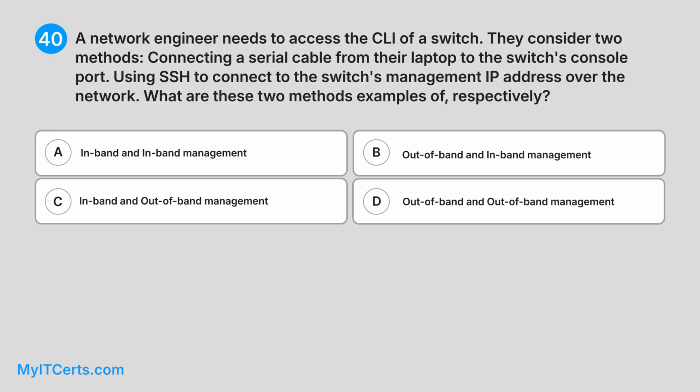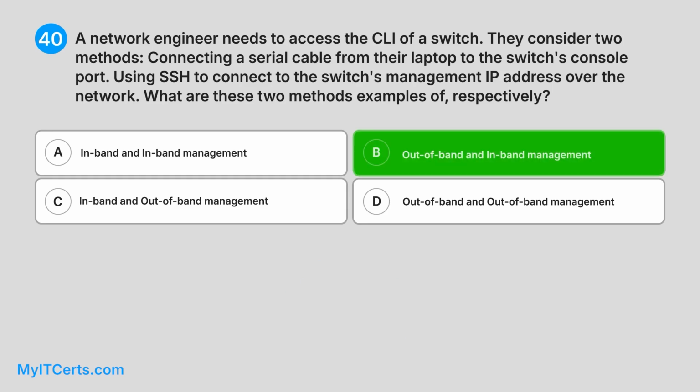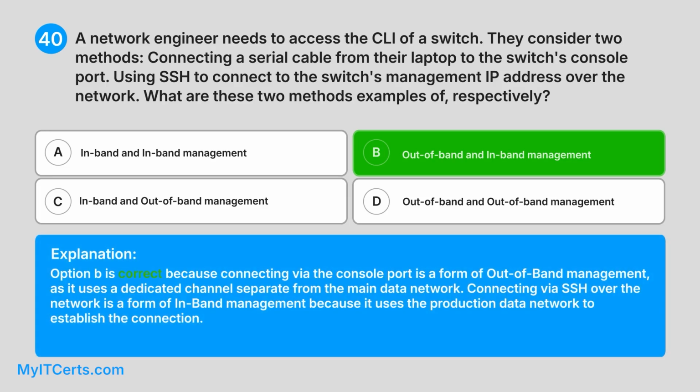Correct answer: B. Out-of-band and in-band management. Explanation: Option B is correct because connecting via the console port is a form of out-of-band management, as it uses a dedicated channel separate from the main data network. Connecting via SSH over the network is a form of in-band management because it uses the production data network to establish the connection.